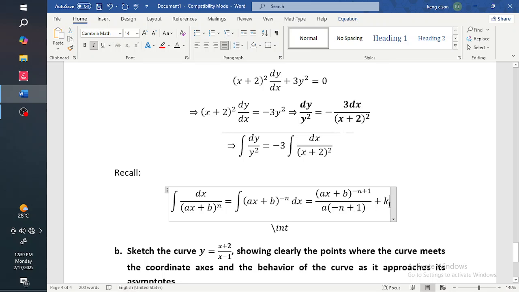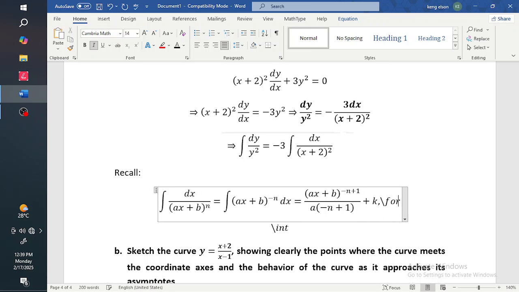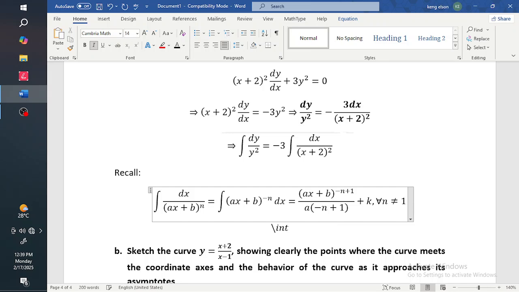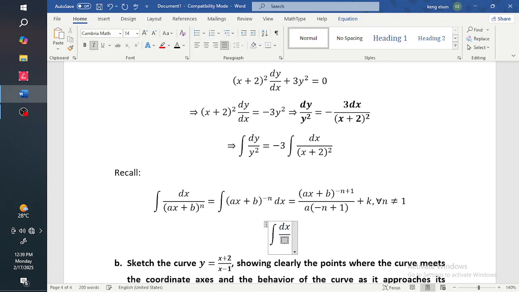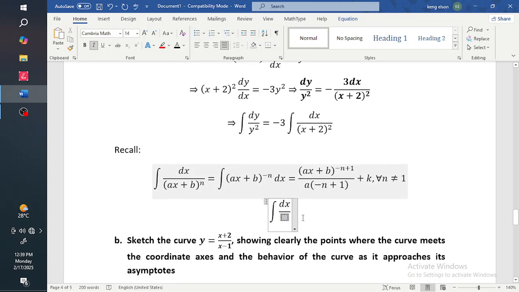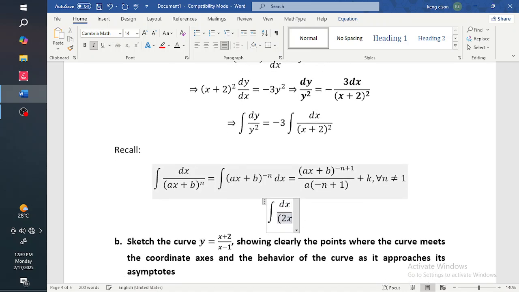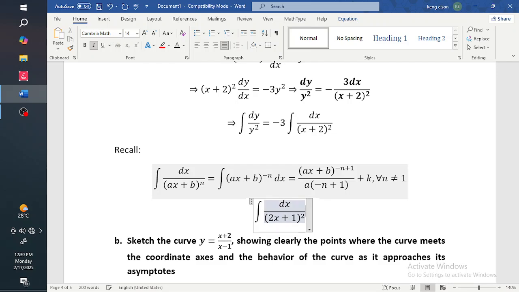So this happens for any value of n different from 1. Any n different from 1, it is going to work. Now let's take an example. If I say integrate dx divided by 2x plus 1 all squared, this is the same as the integral of 2x plus 1 raised to the power negative 2 dx.